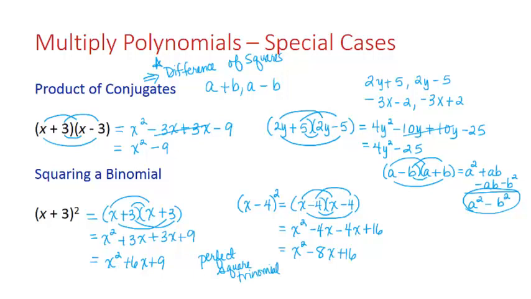And if you want to get a general form for it, if we do a plus b quantity squared to get a plus b times a plus b, we would get a squared plus a times b plus b times a, or a times b, plus b squared. So that gives us a squared plus 2ab plus b squared.